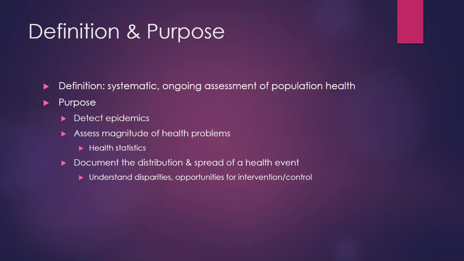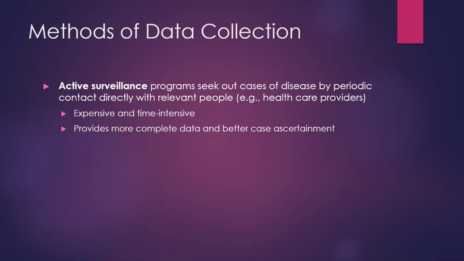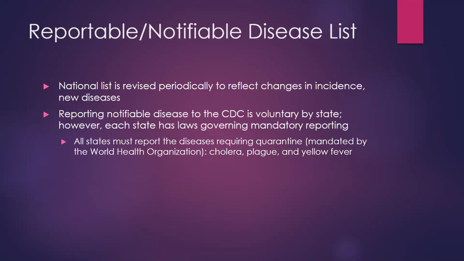As I said before, a surveillance system is systematic and ongoing. So it can help us detect epidemics, assess how big a health problem is, and then document the person, place, and time characteristics of its spread. Active surveillance means that we're actively going out and trying to find cases, while passive just relies on people reporting to the system. So a few last surveillance systems I want to mention.